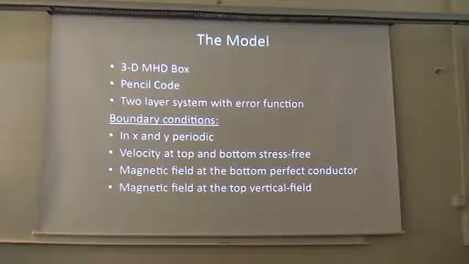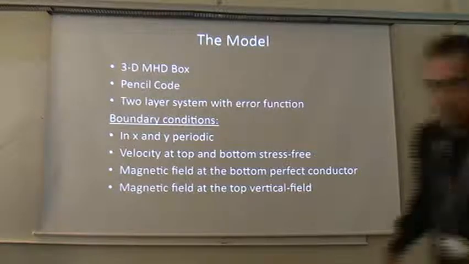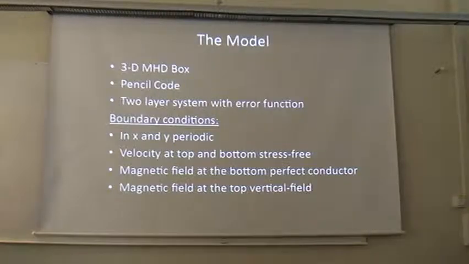You have a two-layer system, which is separated by an error function, and the error function appears in the equations. The boundary conditions are periodic in x and y for all quantities, and the velocity at the top and the bottom is stress-free, and the magnetic field at the bottom is a perfect conductor, and at the top is a vertical field.